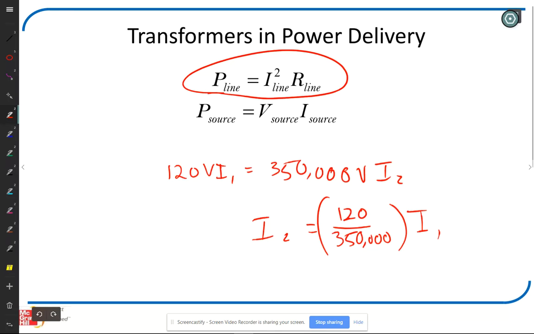It's 120 over 350,000 of what the current you're delivering to the household is. And then if we square that, because the power loss is proportional to the current squared, well, I'm just going to do that. 120 divided by 350,000. And then I square that. And I have 1, 2, 3, 4, 5, 6, 7. So the power loss is going to be about 1/10,000,000th as much by going up to 350,000 volts instead of keeping it at 120 volts for the long distance lines. So I think you can see there's a really good reason that we have high voltage lines.